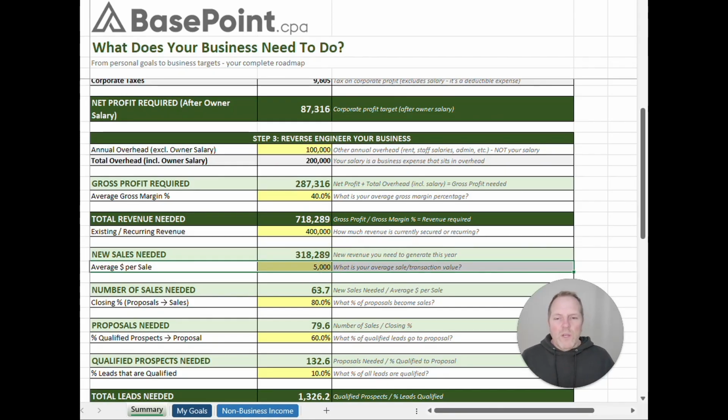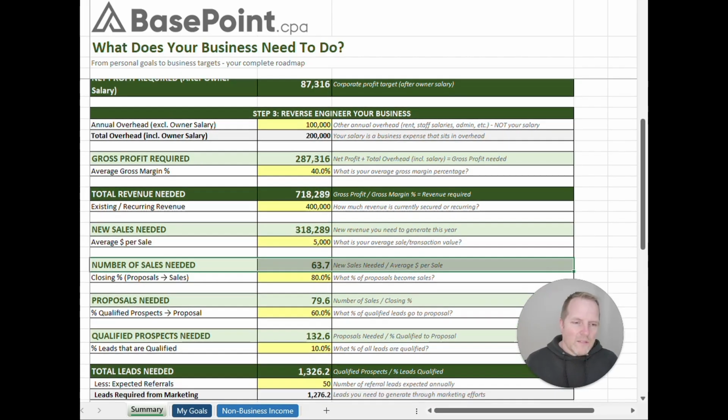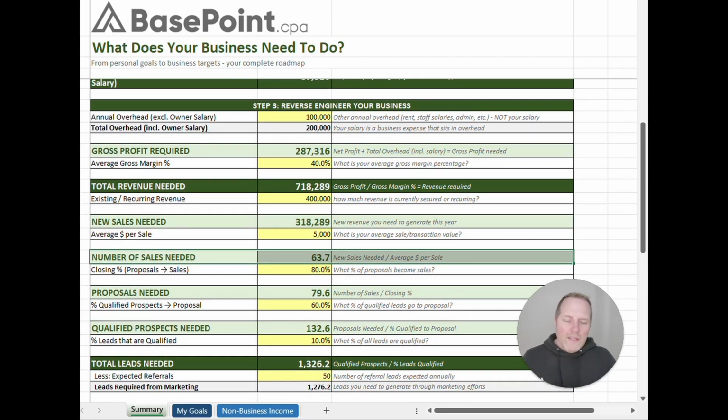So once we know what the average amount is, then that helps back calculate the number of sales that are needed. Okay, so that's 63.7. In this case, we're going to just round up to have whole numbers. So 63.7, so 64 sales per year of new sales that are going to be required in order to add on to the existing revenue to get to our total revenue of $718,289.